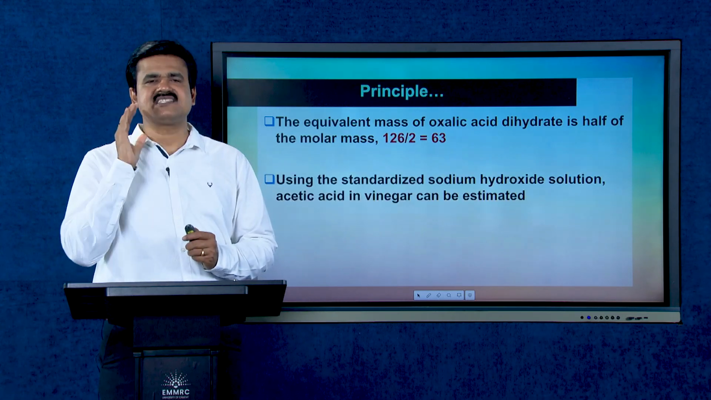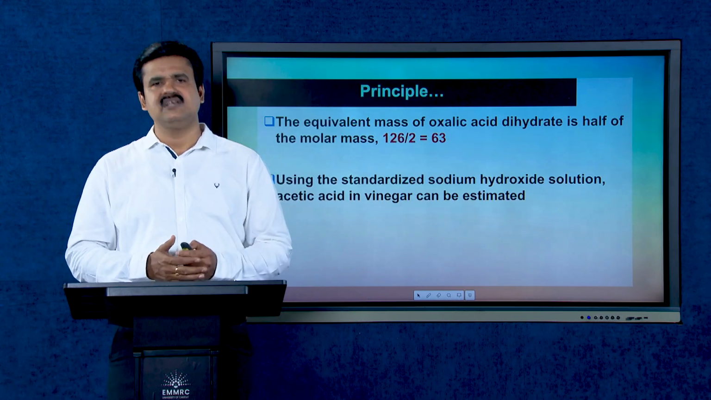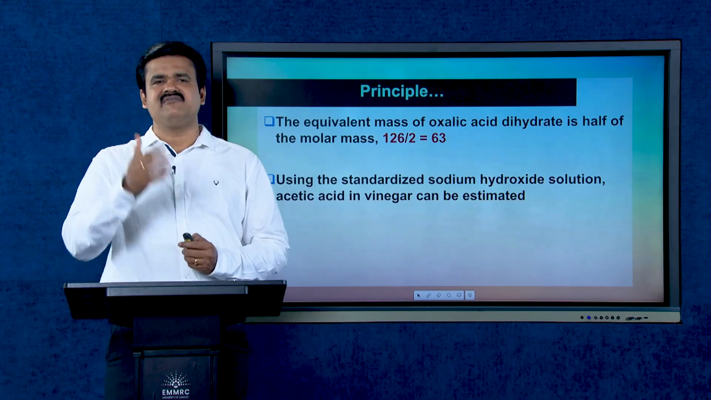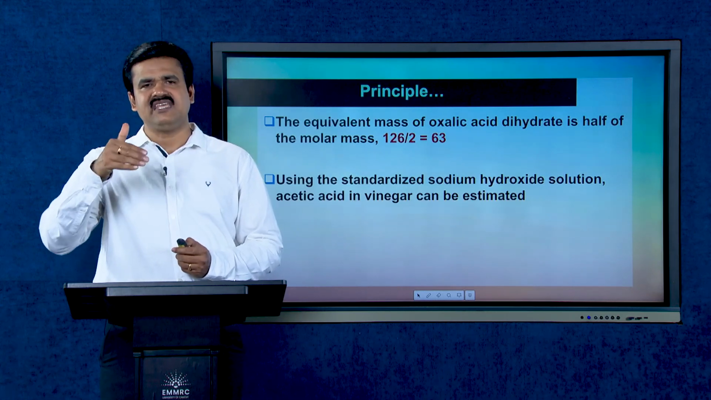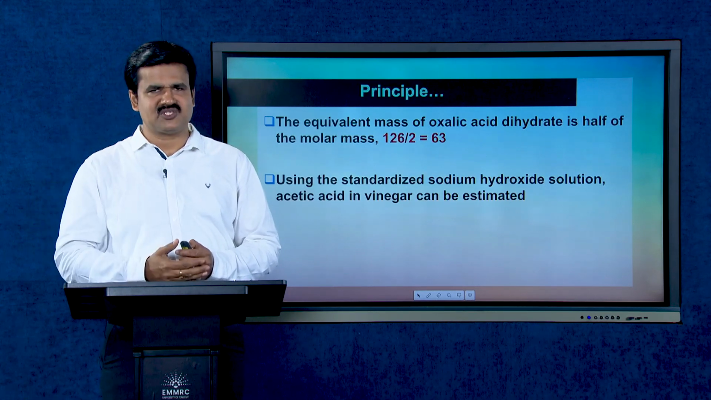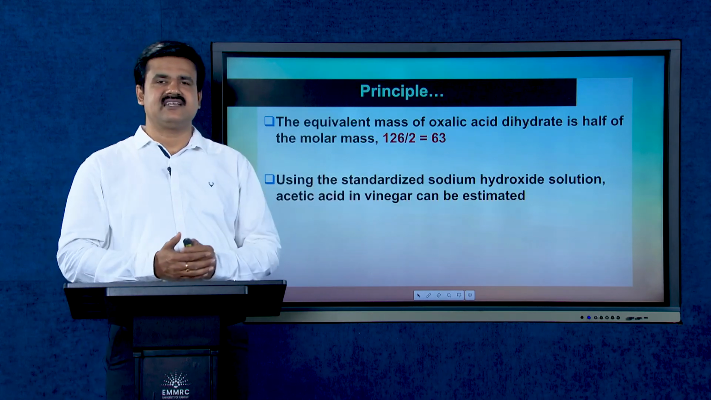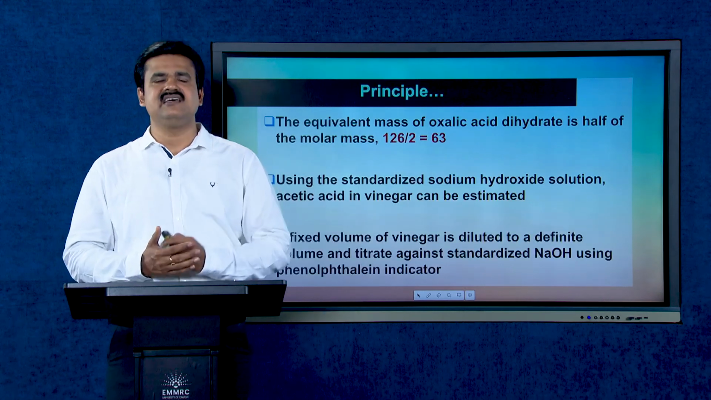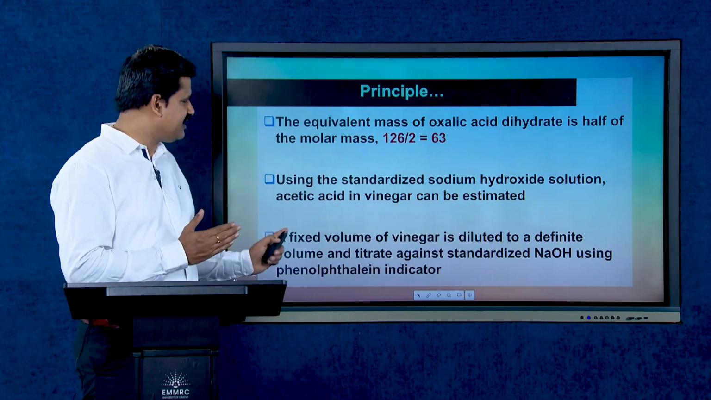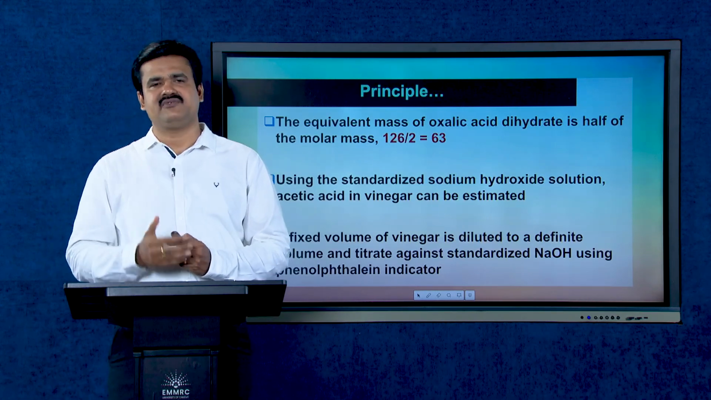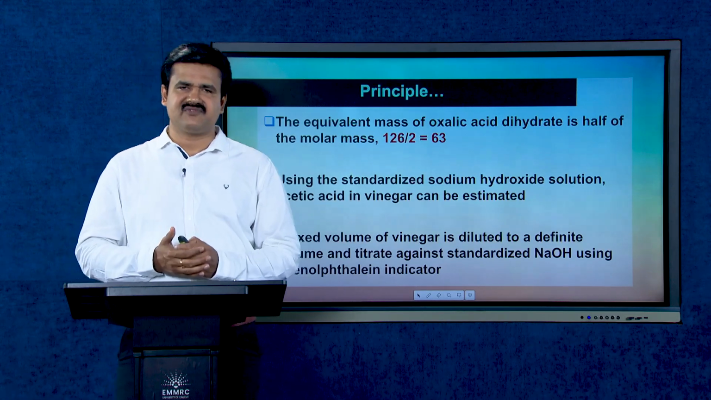Using the standardized solution of sodium hydroxide, acetic acid in vinegar can be estimated. So, in the first part of the experiment, we have to prepare a standard solution of oxalic acid. By using that standard solution, we standardize the given sodium hydroxide solution, and using that standardized sodium hydroxide solution, we can estimate the acetic acid content in vinegar. A fixed volume of the available vinegar is diluted to a definite volume, and a fixed quantity of that is taken and titrated against standardized sodium hydroxide using phenolphthalein indicator.